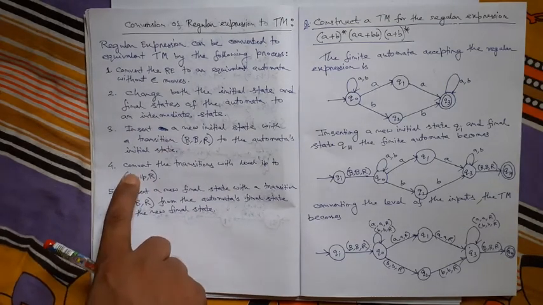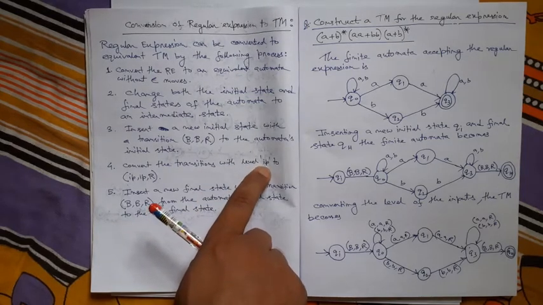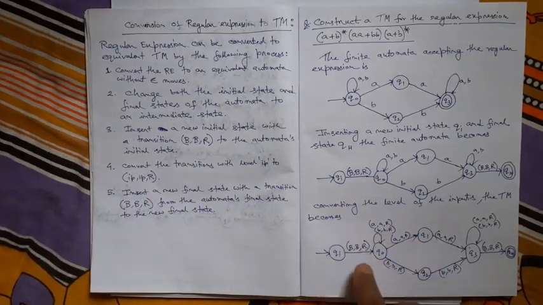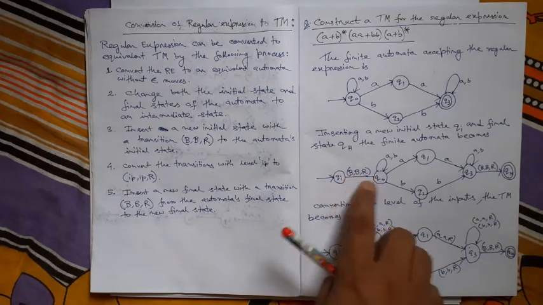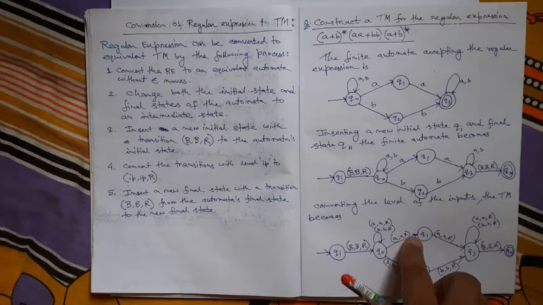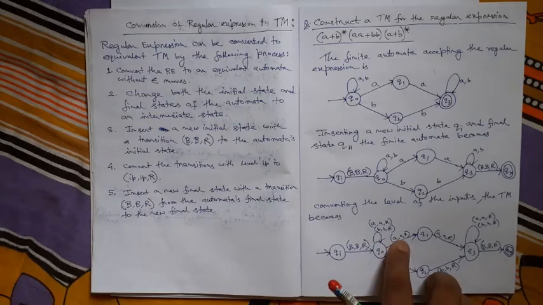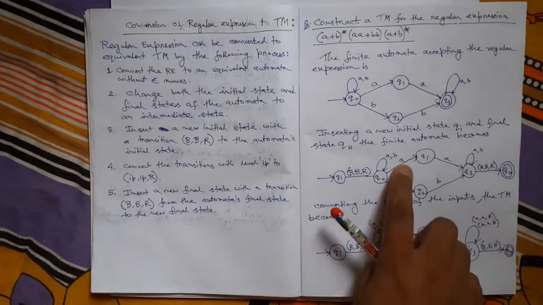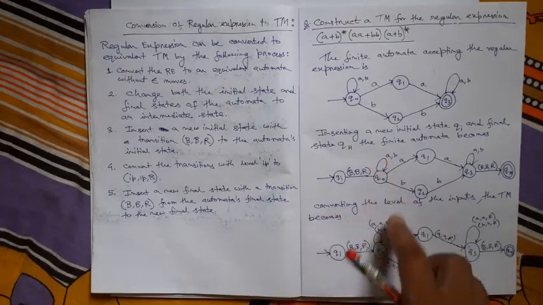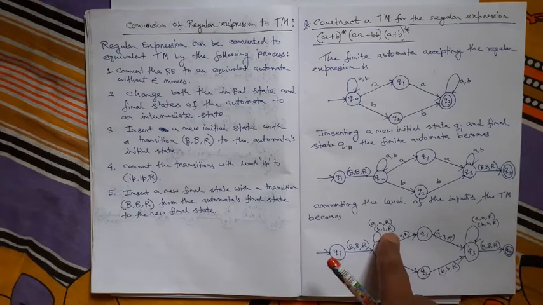In the fourth step, what is the rule? Convert the transitions with the label input to input, input R. It is already written. See this transition is written A, so it is written AAR, input, input, R. That's why in the fourth step it is mentioned AAR. Its transition was A, so AAR. In the same way for each and every transition, you have to mention the input as input, then your move.